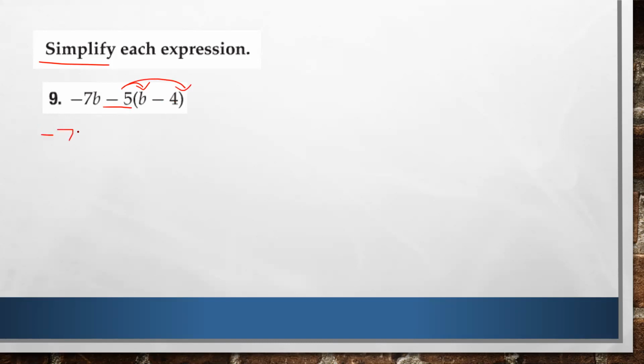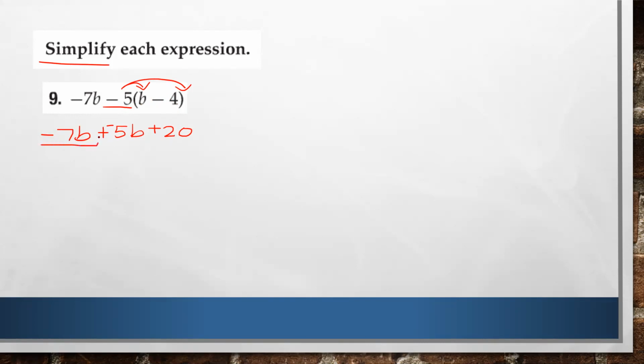So nothing happens to that negative 7b. Negative 5 times b is negative 5b, and negative 5 times negative 4 is going to be positive 20. Remember, negative times negative is positive. So now I have negative 7b minus 5b. So I'm subtracting, right? So when I subtract, I add the opposite. So I end up with negative 7 plus negative 5.